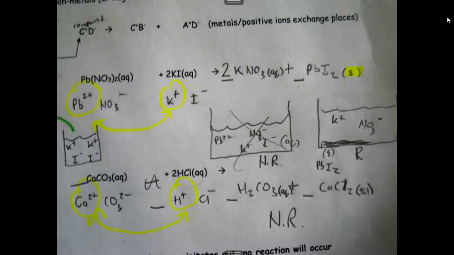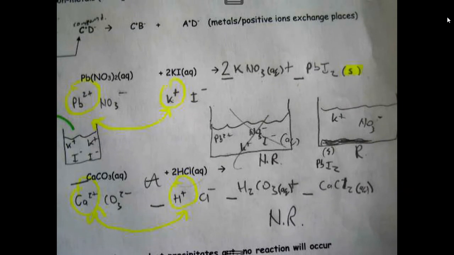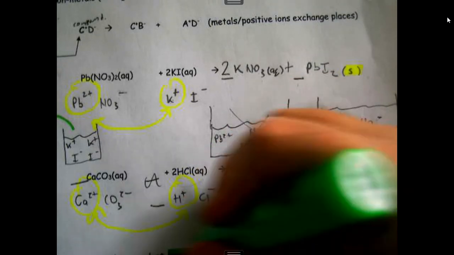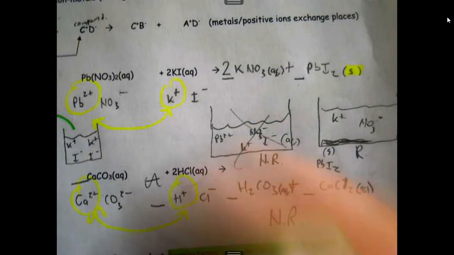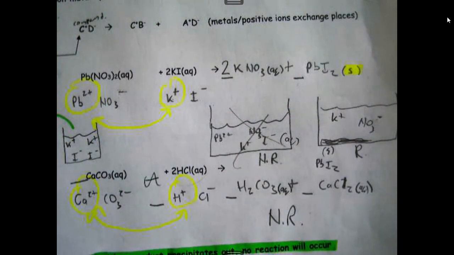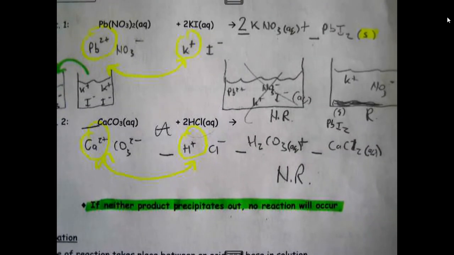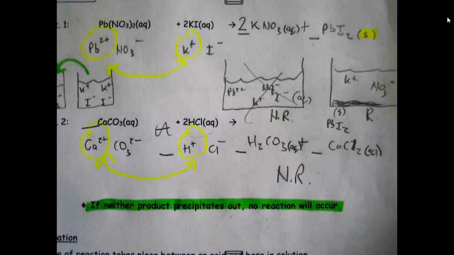And that's what I've highlighted down here for you: if there's no product, no precipitation, no gas, no reaction occurs. So if nothing precipitates out, there's no reaction. All right, we're going to talk about this situation later as well, because there's a special case for this, but for now we'll leave it the way that it is.